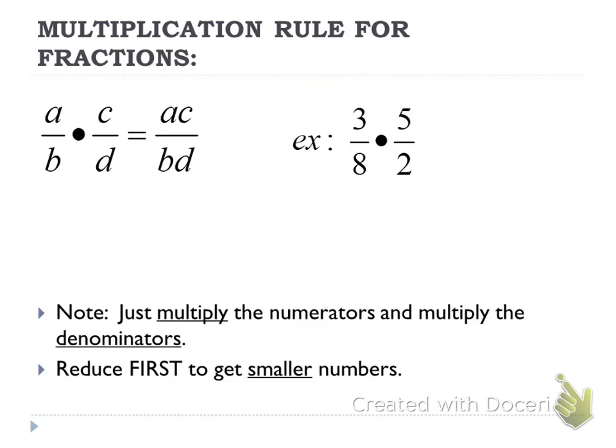All right, we've got our multiplication rules for fractions. So we need to first fill in the rule. If we have a over b times c over d, the result is a times c over b times d. We multiply straight across the top, straight across the bottom.